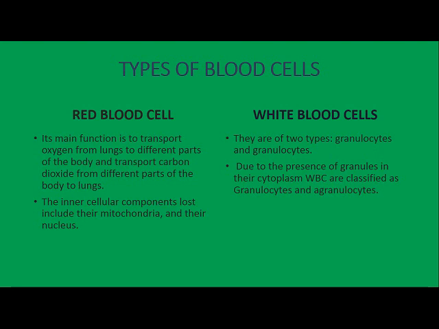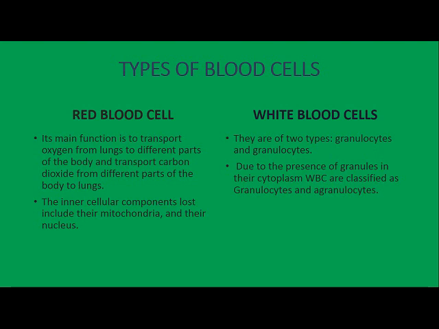Now children, white blood cells. Actually there are 5 different types of white blood cells, and when we study the cytoplasm of these white blood cells, we find that in some of the white blood cells granules are present in the cytoplasm, while in some they are not present.